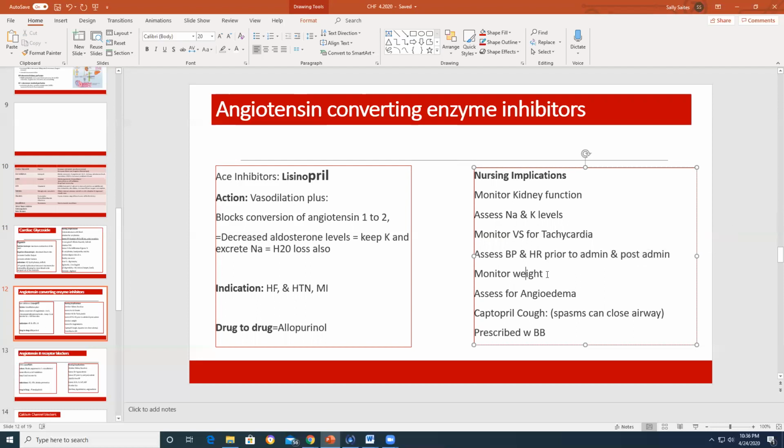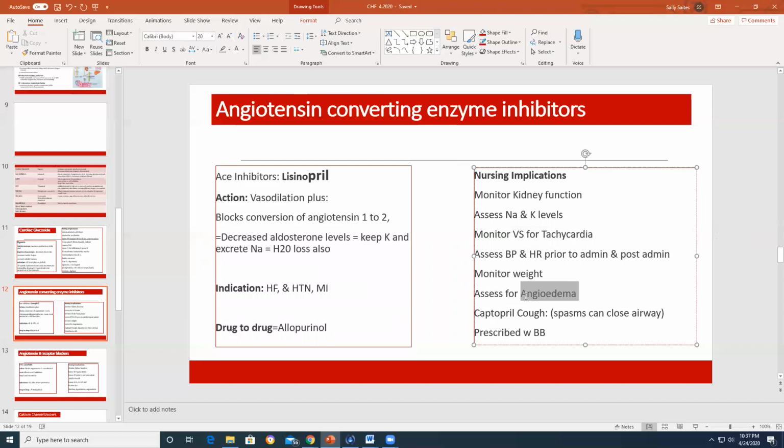We need to monitor their weight. Maybe they're not getting enough ACE inhibitors, and so their weight is going to go up, just like with a lot of heart failure patients, or we could be giving them too much and they might drop weight really fast. If they did that, they would also probably have a decrease in blood pressure. But we're not going to let that happen because we're going to be assessing their blood pressure and heart rate prior to and post administration. And we're not going to be giving this if their blood pressure is less than 90 or per the protocol that the doctor has written in their charts.